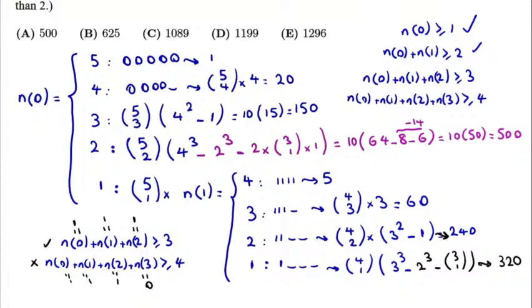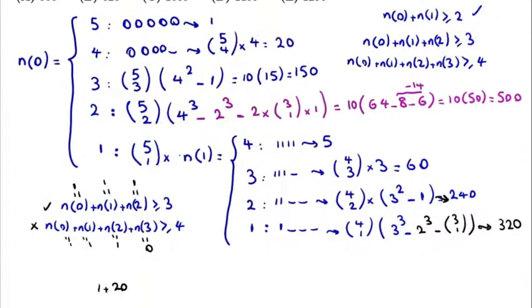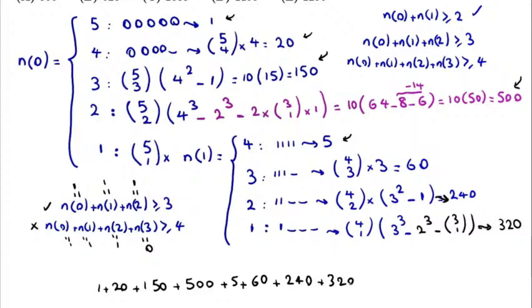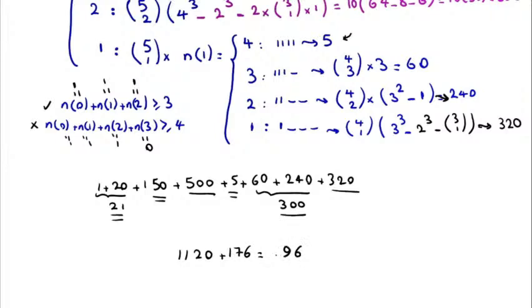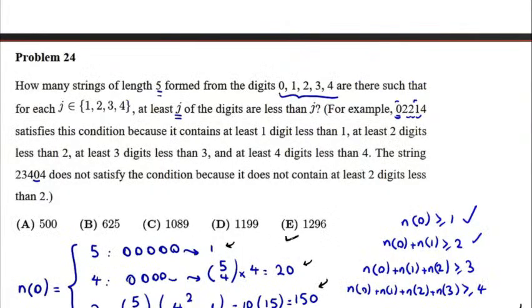Okay, so let's add up the numbers here. We have 1 plus 20, plus 150, plus 500, plus 5, next one 60, plus 240, plus 320. Okay, let's consider the sum. It will be 321. So 500 plus 300 will be 800. 800 plus this will be 1120. And then what numbers are left? These 5, this 150, this 150 plus this 171 plus 5, 176. If we add, it will be 1296. So let's check. It will be 1296.